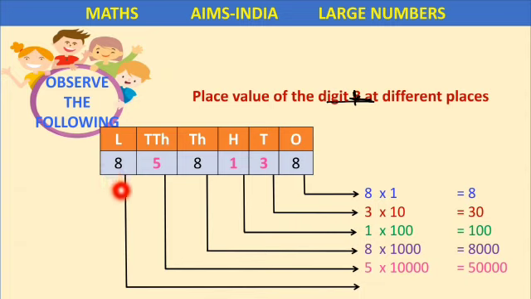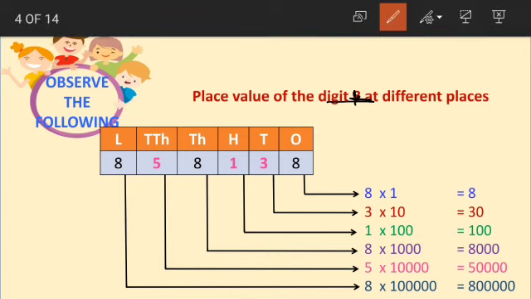Now how do we find out the place value? We multiply the digit with the value of its place. 8 into 1 lakh. Lakhs means, how do we write it in numbers? We write 1 lakh as 1 followed by 5 zeros. 1, 2, 3, 4 and 5 zeros will give us 1 lakh. Right, children? Now 8 into 1 lakh is equal to 8 lakhs.